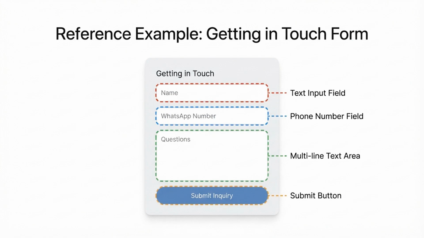Let's identify each component. The name field is a simple text input. The WhatsApp number field is a phone number input. This is important because it ensures the right format. The questions box is a multi-line text area, so visitors can write longer messages. And finally, the Submit Inquiry button is what triggers the form submission and sends the data to your email.